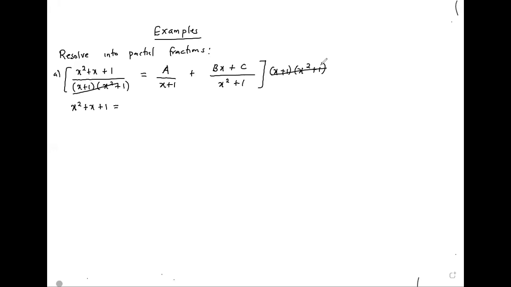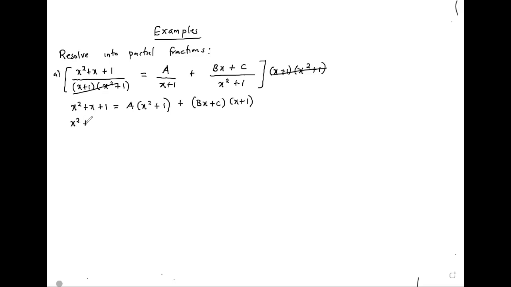Now we multiply this piece by this piece here. We'll get a times x squared plus 1 plus bx plus c multiplied by x plus 1. In here, even if we let x be negative 1, we can find a, but we still have two unknowns, b and c. So the best is to expand.